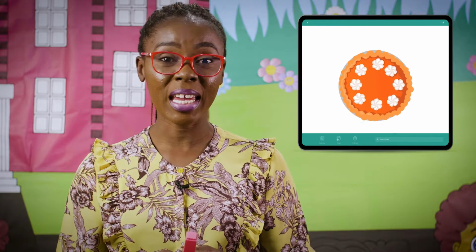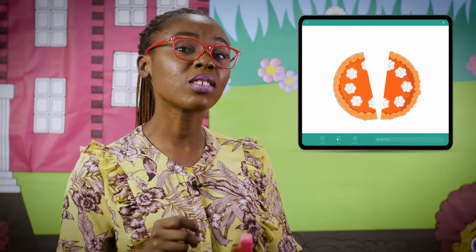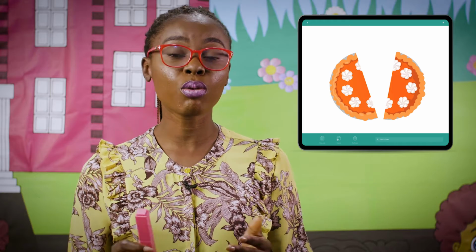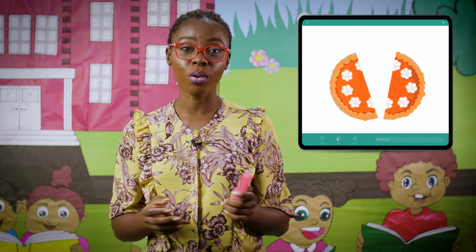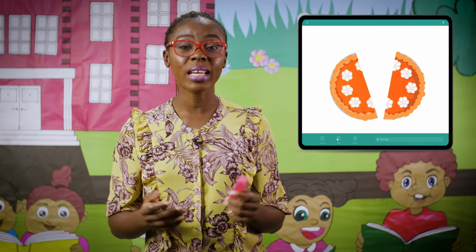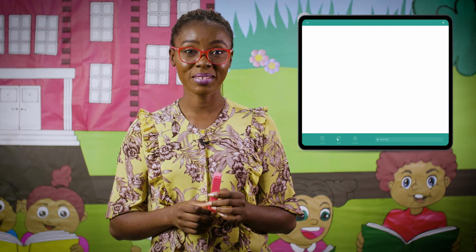Remember, a whole is when you have something complete, but when you split it into two, you have a half. That means two halves make a whole. Just like when you're trying to share an apple or a piece of cake between two people, you cut it into two. When you cut a whole into two, it gives you two halves. Remember, a fraction is a part of a whole. And when you cut a whole into two parts, it gives you two halves.